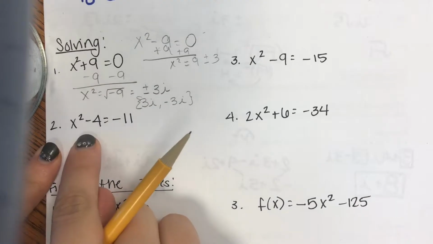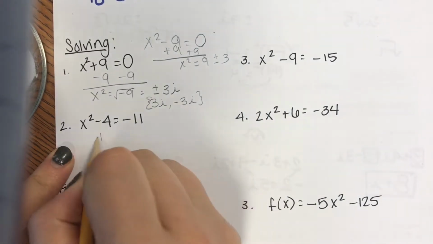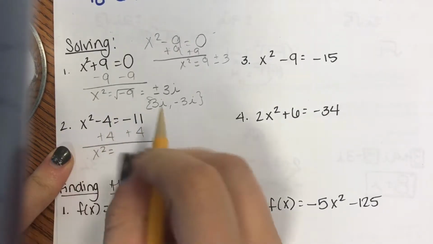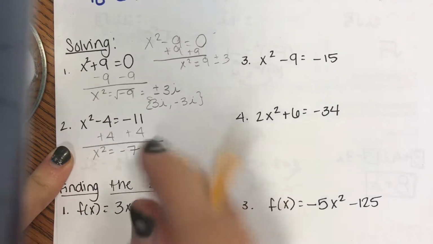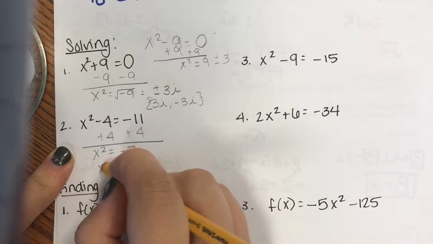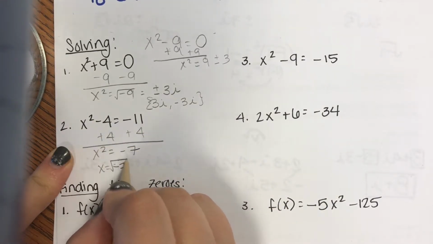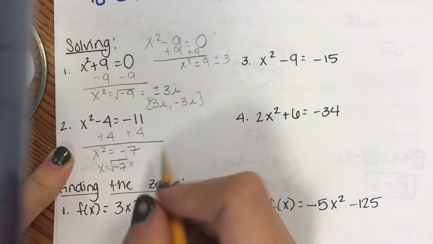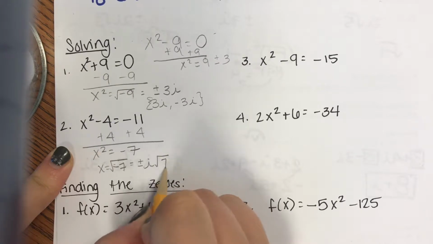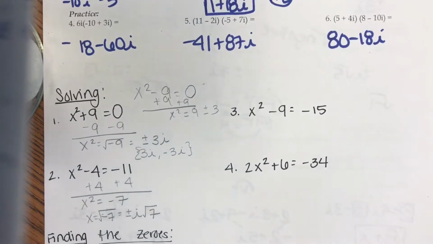Number 2, same thing, only you're going to move the 4 over to a negative 11 instead of a 0. X squared would equal negative 7. You would take the square root of negative 7. Remember, you can always factor out an i if it's a prime number, so it's just going to be positive and negative i root 7. Go ahead and try number 3.